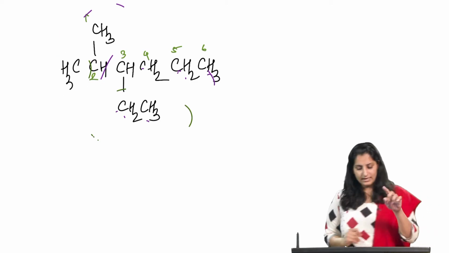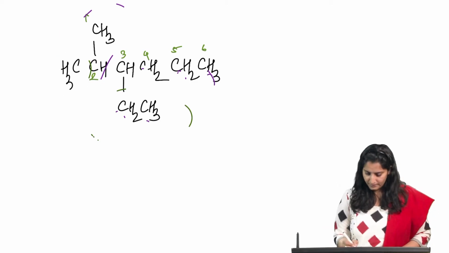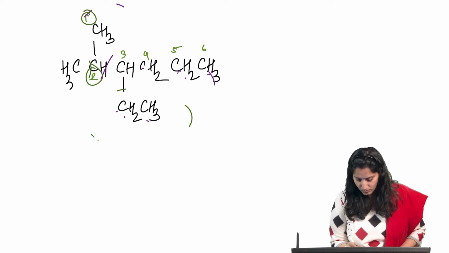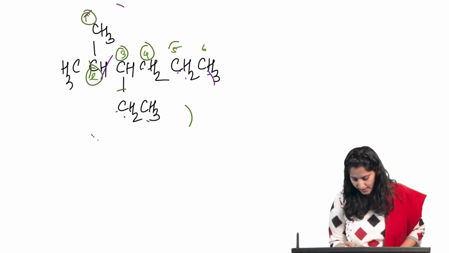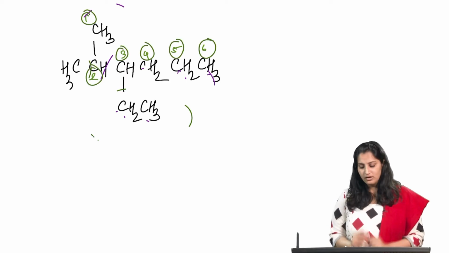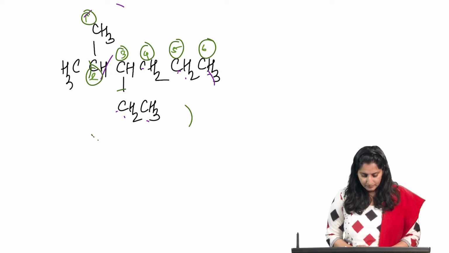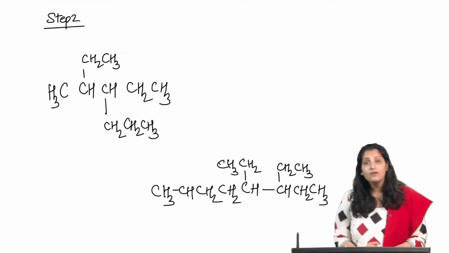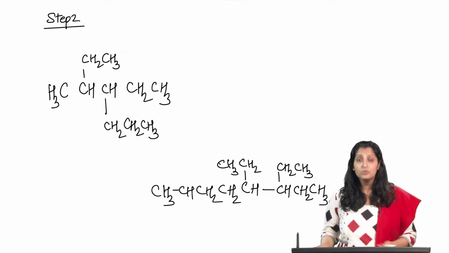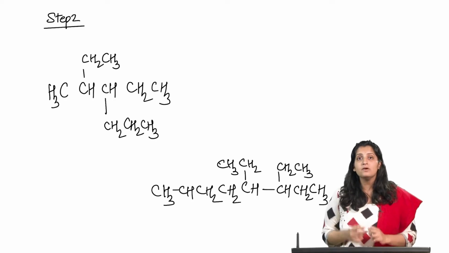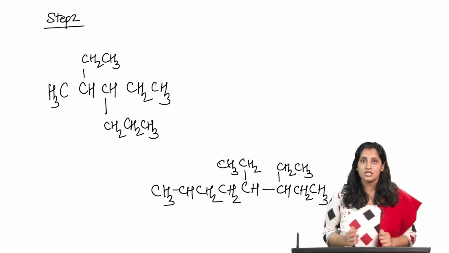Okay. So, that is the numbering I want to follow. I want to follow 1, 2, 3, 4, 5 and 6 as the numbering for this particular alkane. Okay. Now, let us get to our step number 2. So, step 2 talks about numbering the atoms in the main chain.